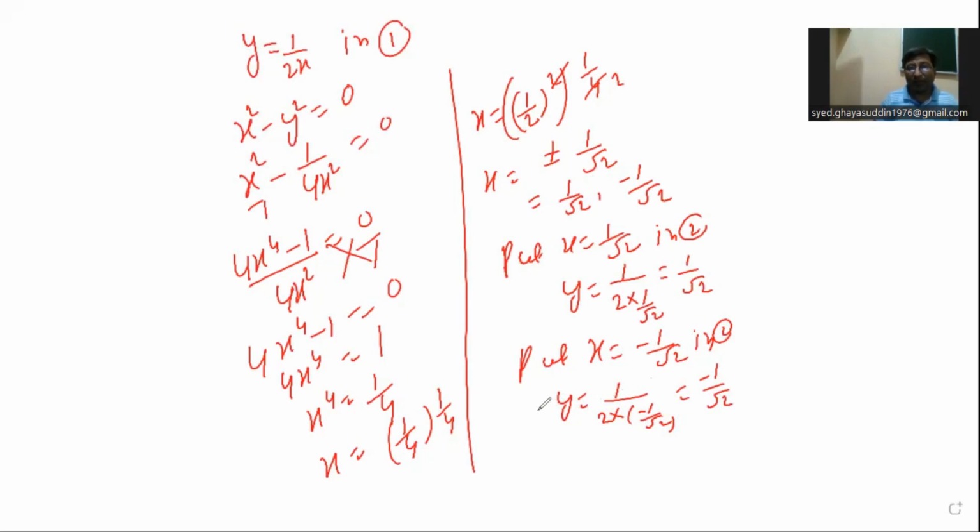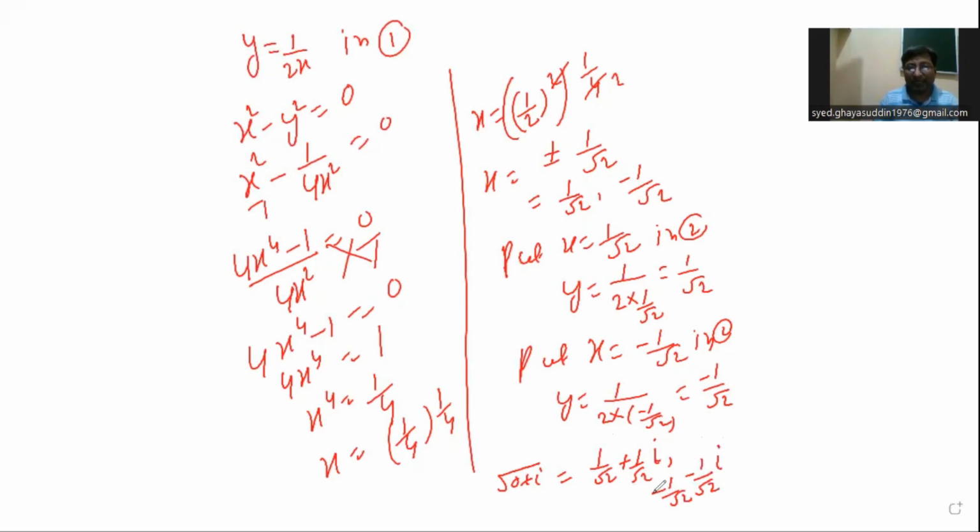So putting the value of x and y, we get the square root of 0 plus iota equal to x plus iota y. So x is 1 by root 2, then y is also 1 by root 2. So 1 by root 2 plus 1 by root 2 iota. And when x is negative, that is minus 1 by root 2, then y is also minus 1 by root 2. So this is minus 1 by root 2 minus 1 by root 2 iota.